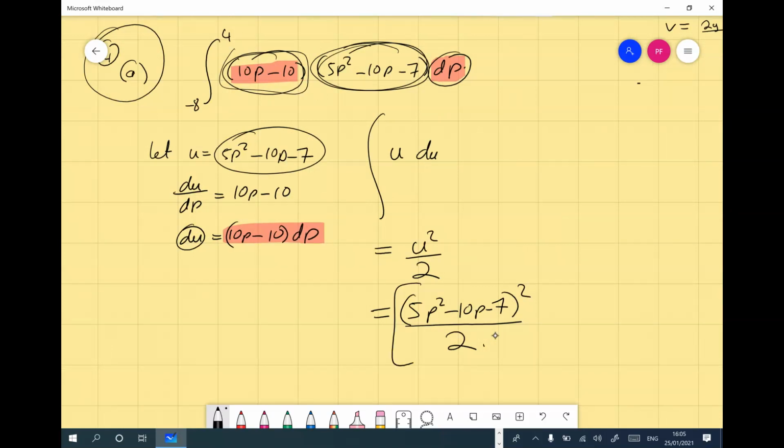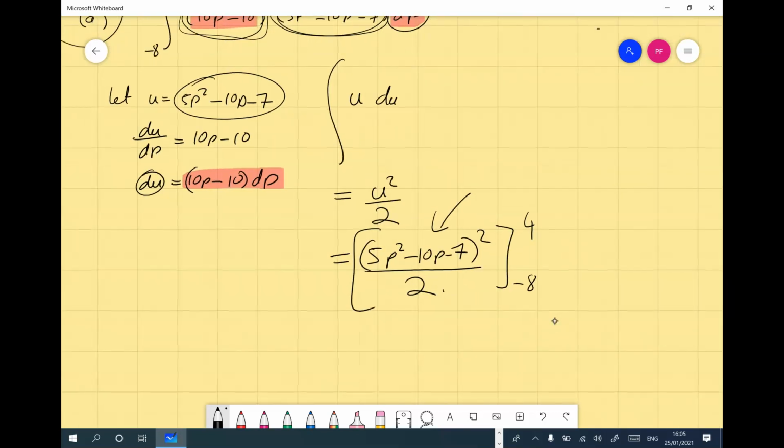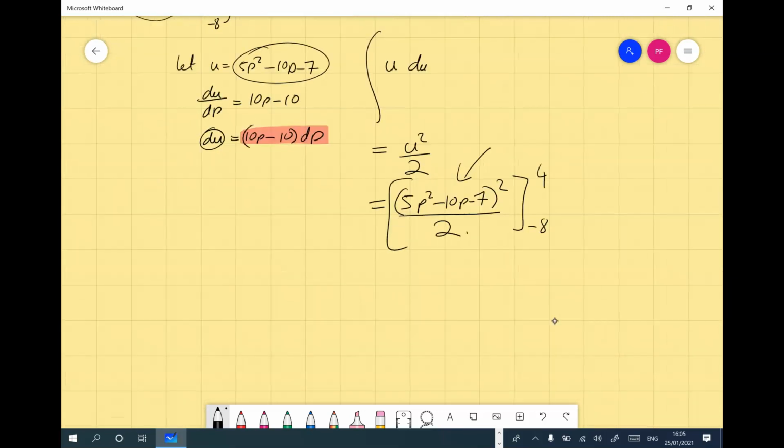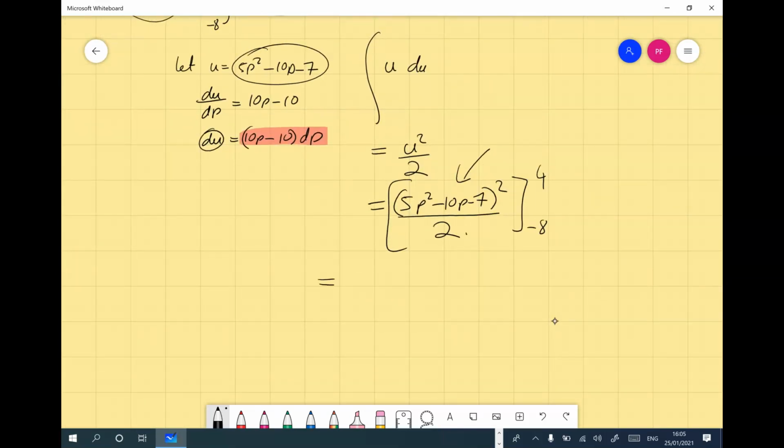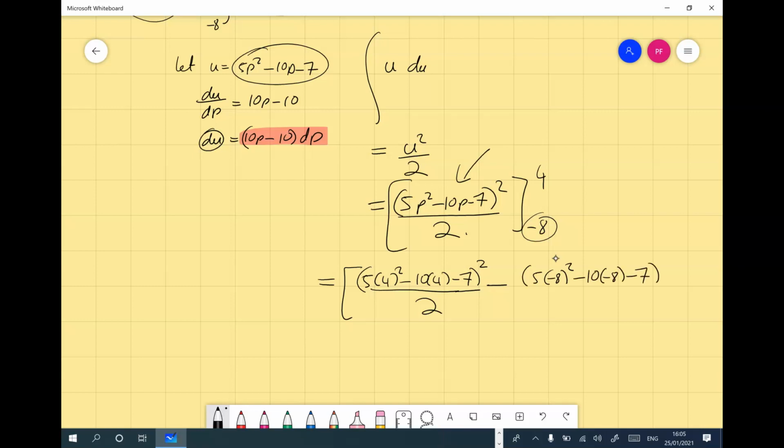So our two limits here are 4 and minus 8. Now I wouldn't bother squaring out that bracket, okay? It gets a little long. So I can just start subbing in now. I've got subbing in the 4 first: 5 times 4 squared minus 10 times 4 minus 7, all squared over 2, minus, now I'm putting in my negative 8, so it's going to be 5 times minus 8 squared minus 10 times minus 8 minus 7, all squared all over 2.